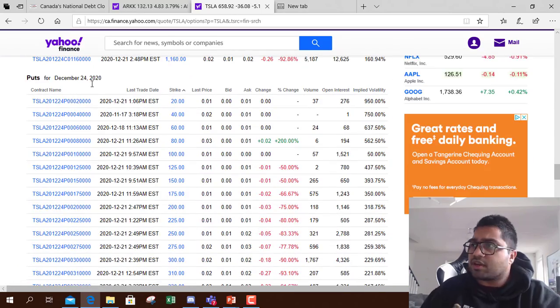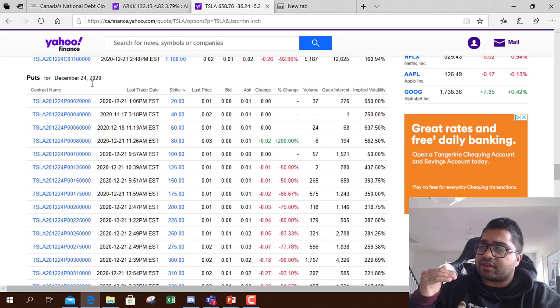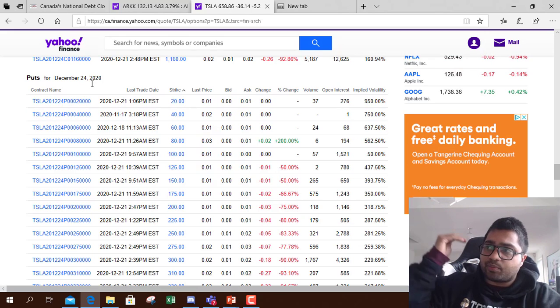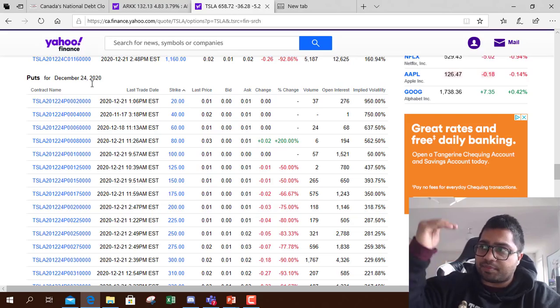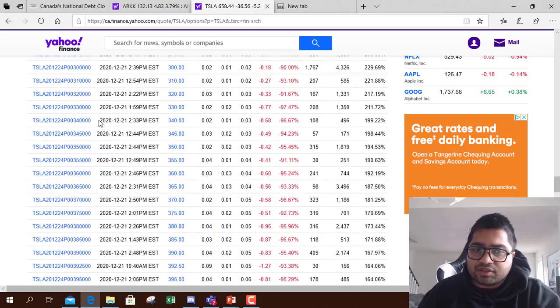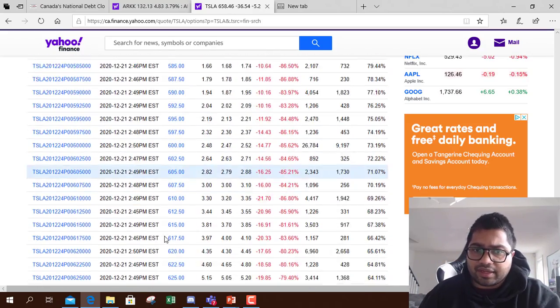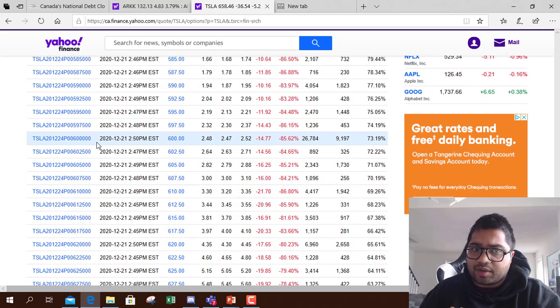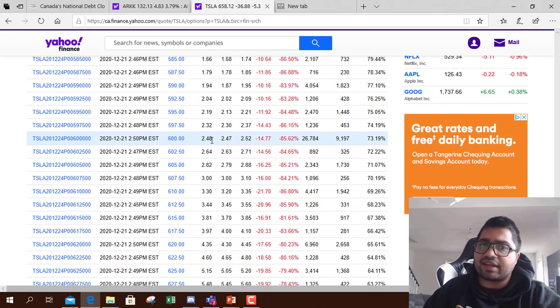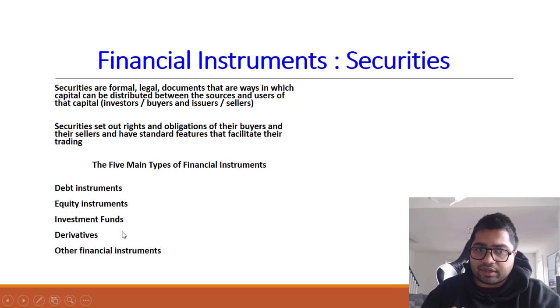So these are puts. Call options are a way to bet on prices increasing. Put options are ways to bet on prices falling down. So in this case, you can buy a put of 600 at $2. So if price goes below 600, you make money. If prices go up or stay the same, you lose money. So calls and puts, or options, are ways to take speculative or hedging positions.